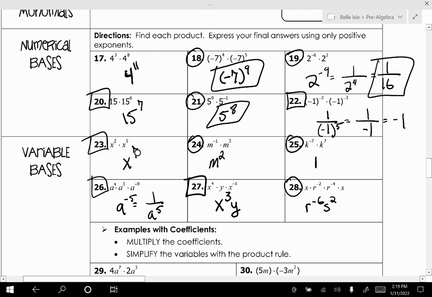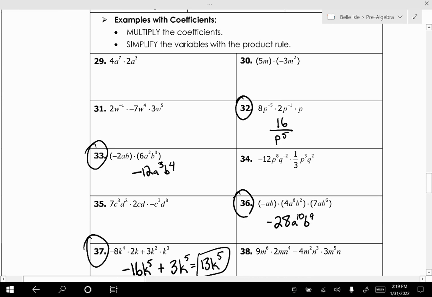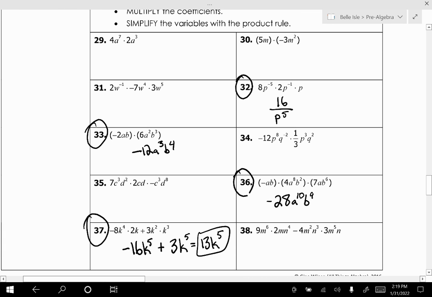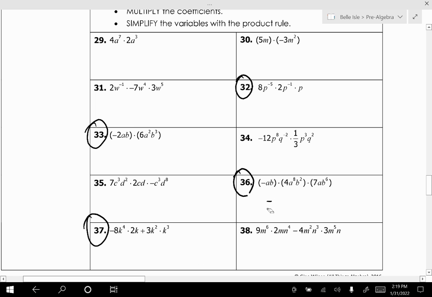Why are the papers always like this? Because the printer is sucky. Can we fix it? Okay, what did I say? 29, 32, 33, 36, and 38? Okay. Do those real quick. Those will be your last ones for the day.